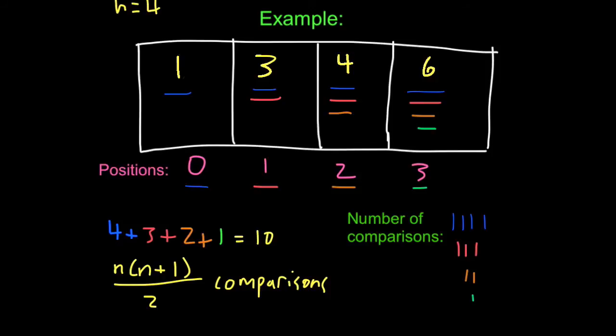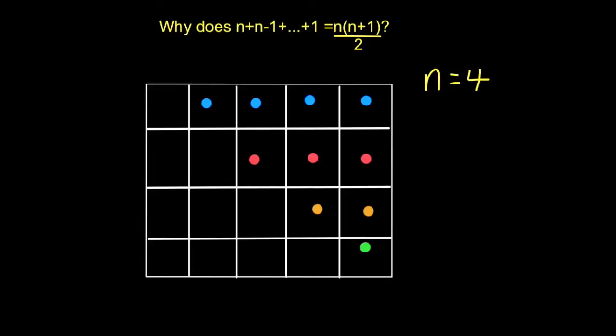So if we substitute in 4 for n, we can see that this will make 4 times 5 divided by 2 comparisons, which amounts to 10. So this is consistent with our finding previously that selection sort will make n times the quantity of n plus 1 divided by 2 comparisons. So before we get any further, let's just gain a feel for why the partial sum of the natural numbers equals n times the quantity of n plus 1 divided by 2.